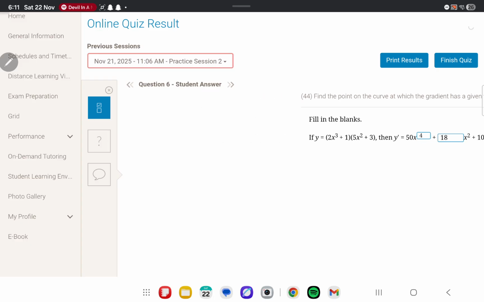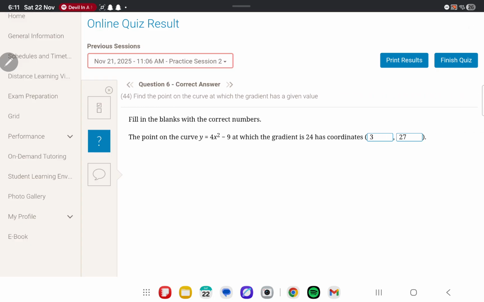Question 6. The point on the curve y equals 4x squared minus 9, at which the gradient is 24. This is very easy. Derive this. So y prime is equal to what? 8x. That's it, right? Yeah, 8x.